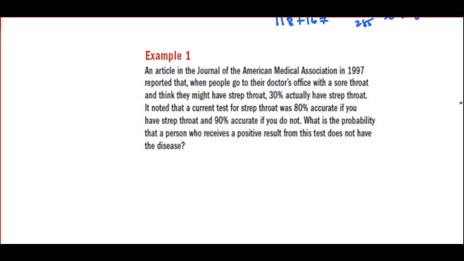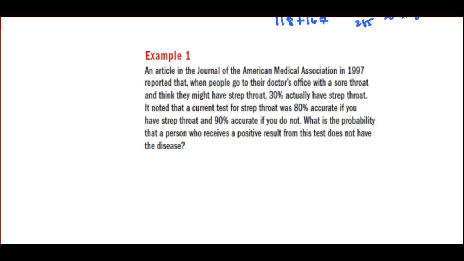First, let's just read what it says. An article in the Journal of American Medical Association in 1997 reported that when people go to the doctor's office with a sore throat and think that they might have strep, 30% actually have strep throat. It noted that a current test for strep throat was 80% accurate if you have strep throat and 90% accurate if you don't. What is the probability that a person who receives a positive result from this test does not have the disease? We're going to try this problem in two ways to illustrate conditional probability.